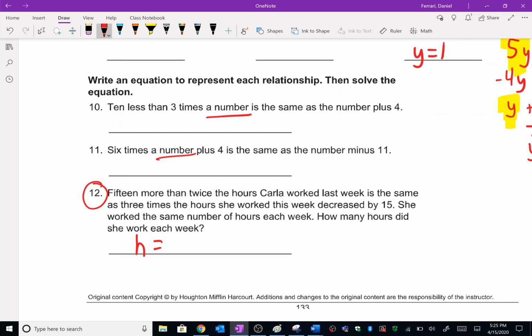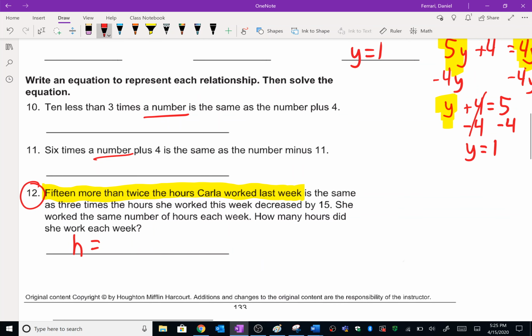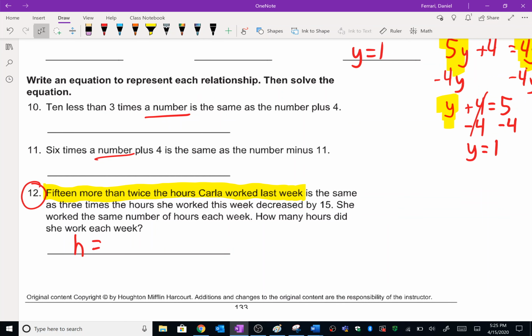Okay, so the first part I'm going to do is I'm only going to look at the stuff from last week. 15 more than twice the hours Carla worked last week is the same as blah, blah, blah. We're going to skip the rest of that for now. Let's just set up the left side of our problem. Okay, so 15 more than twice the hours Carla worked.